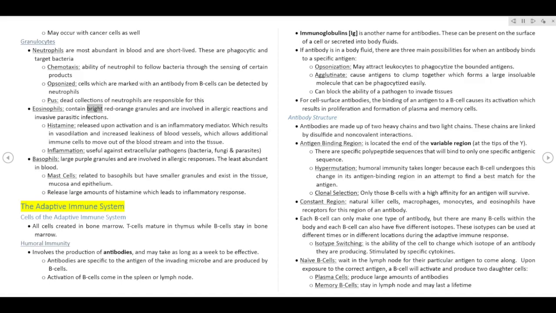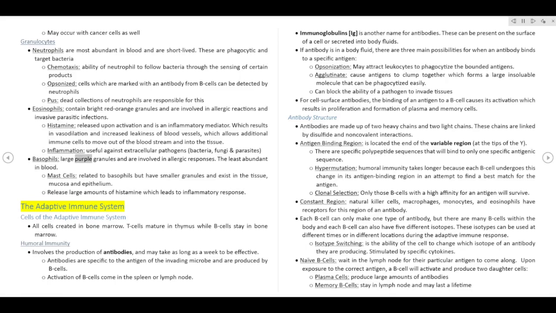Eosinophils contain bright red-orange granules and are involved in allergic reactions and invasive parasitic infections. Histamine, released upon activation, is an inflammatory mediator, which results in vasodilation and increased leakiness of blood vessels, which allows additional immune cells to move out of the bloodstream and into the tissue. Inflammation is useful against extracellular pathogens, bacteria, fungi, and parasites.